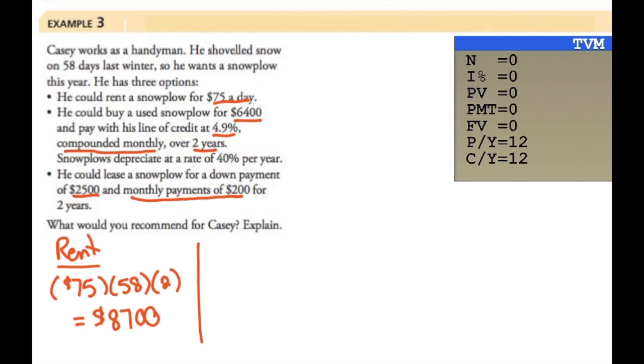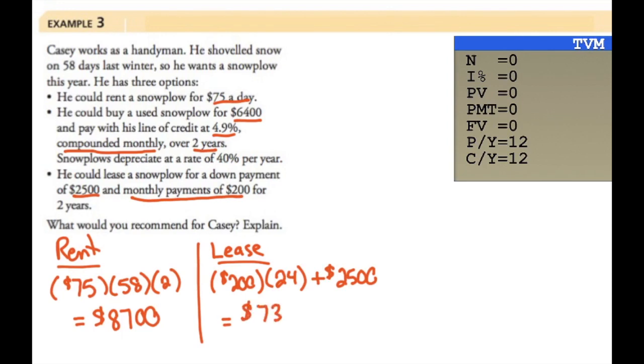If he's going to lease this snowplow, I'm skipping the buy for a minute. If he's going to lease the snowplow, he will be paying $200 a month each month for 2 years, so that'll be 24 months, plus the $2,500 down payment that he will need to make, which would give him a total of $7,300 to lease it. Significantly cheaper, and then he has it in case he needs it.